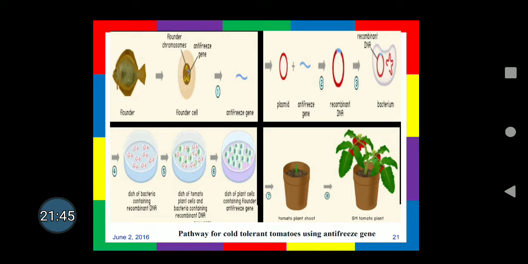Then the plant tissues are cultured to develop plantlets, and they are potted to get our GM tomato plant, which contains the antifreeze gene derived from the flounder. This is the pathway showing how we get the tomatoes with the antifreeze gene.